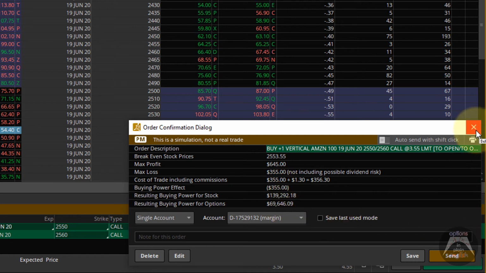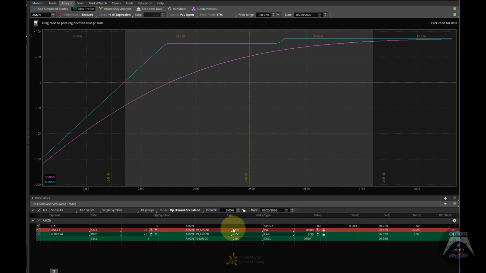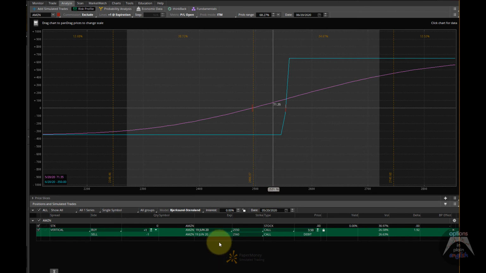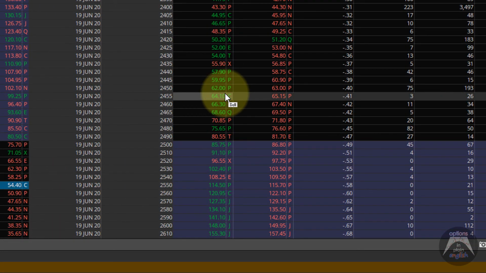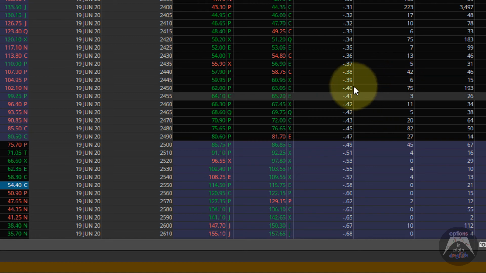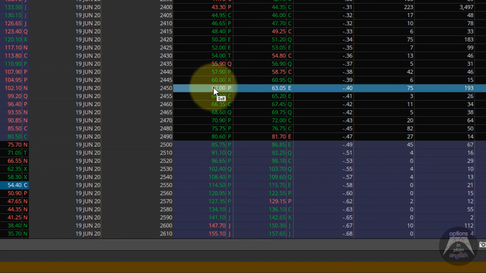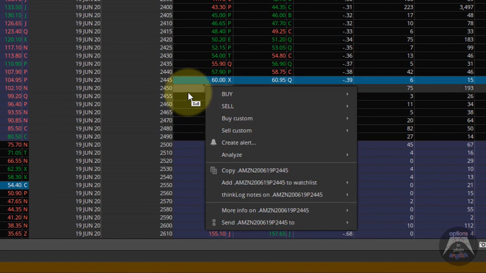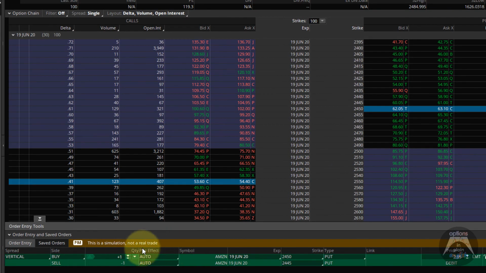And now what we're going to do is analyze the trade. And we're going to put this aside for a while. And what I'm going to do is go back and buy a long put spread. Now I'm going to use pretty much the same delta. So 2450 here. And I'm going to be doing the same. Buy, vertical. Okay, didn't pick it up. Buy, vertical. And here we have it.